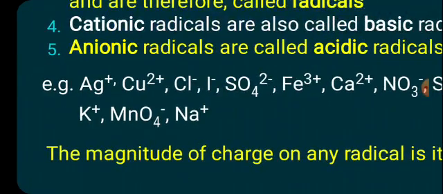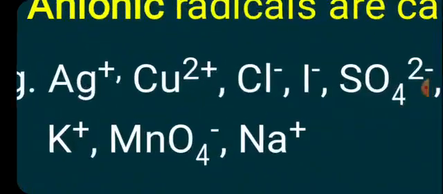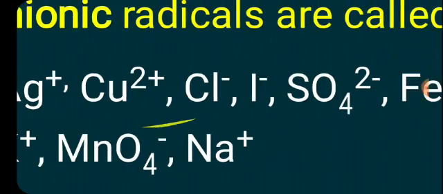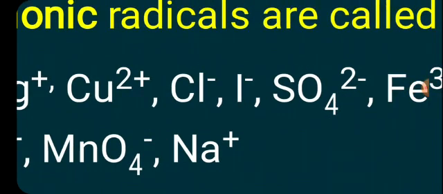So here are the examples of cationic radicals and anionic radicals. Can you identify now cationic radicals and anionic radicals from each other? Let us start. Ag plus, it is a cationic radical, and cationic radical is always basic in nature. So Ag plus is basic, Cu2 plus basic, chloride ion acidic, because it is an anionic radical, and anionic radicals are always acidic in nature.